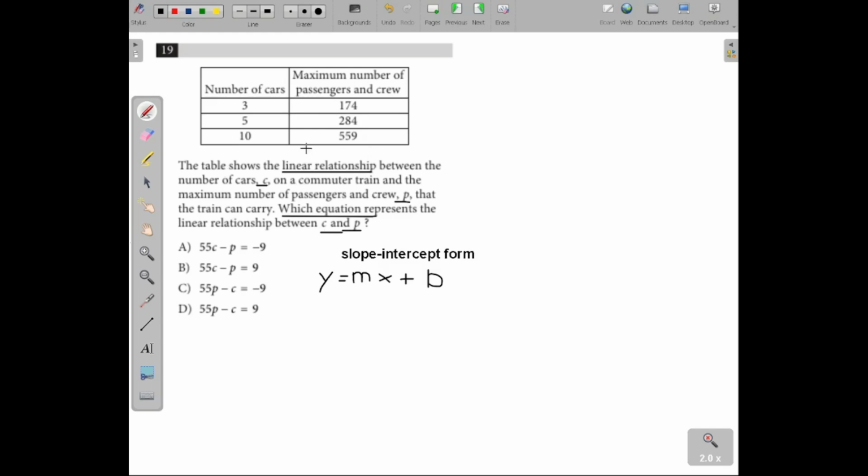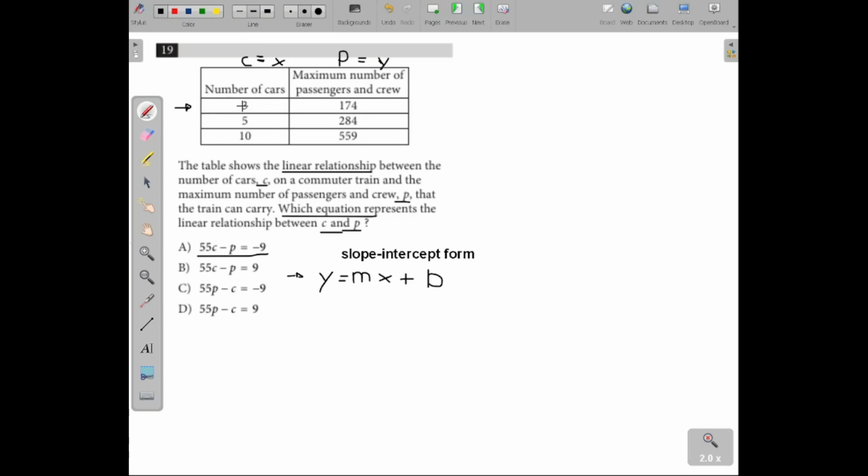So if we know that there's a linear relationship and we have this table that contains points for C and P, we can use the slope-intercept form and then compare that equation to the answer choices we have. So how can we know if C is equal to X or P is equal to Y? We can replace those values in the equation.